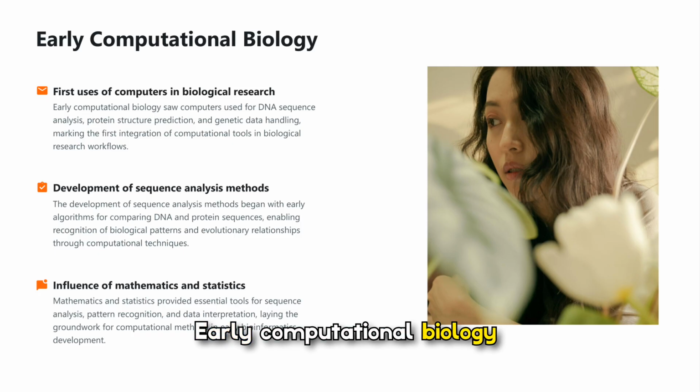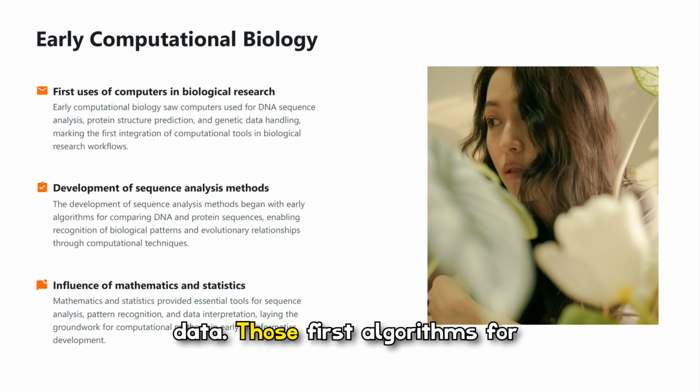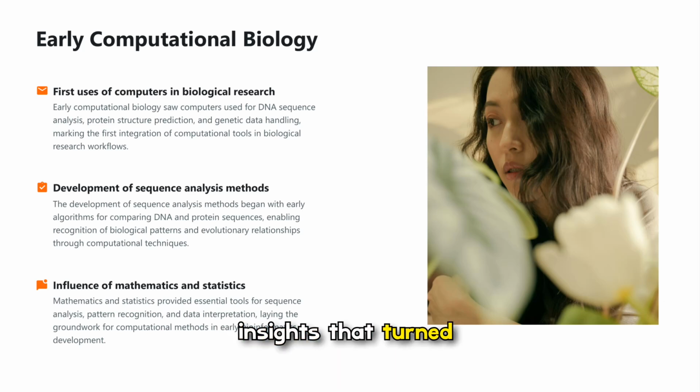Early computational biology began when scientists started using computers to analyze DNA sequences, predict protein structures, and manage genetic data. Those first algorithms for comparing sequences and the influence of mathematics and statistics provided the analytical backbone, enabling pattern recognition and evolutionary insights that turned experimental observations into digital data we could study at scale.